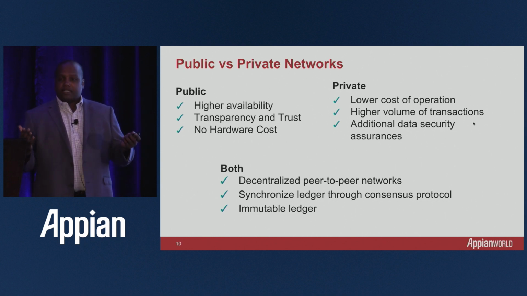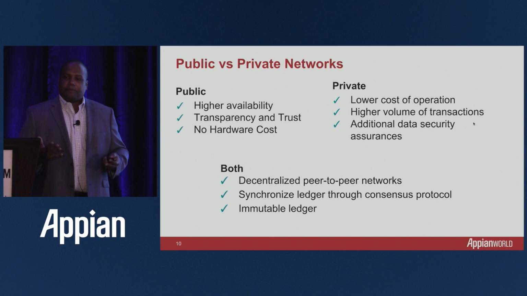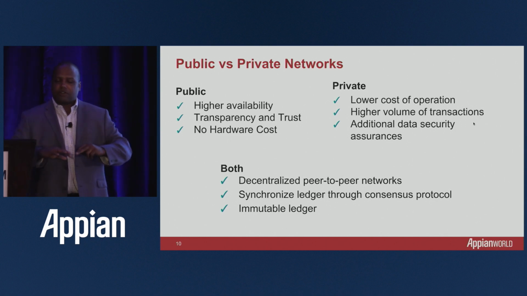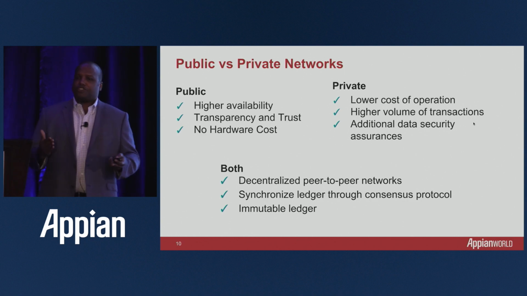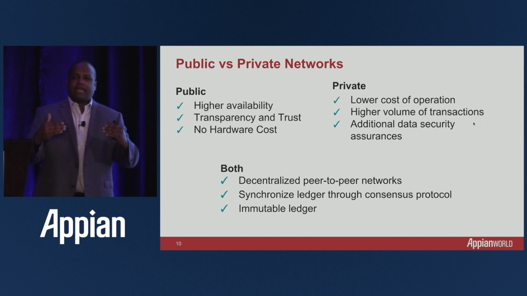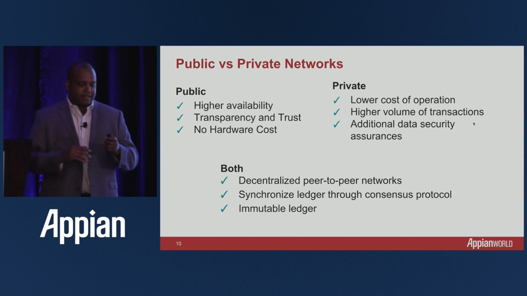But there are pros to both as well. Blockchain is a decentralized network, which means it's going to be resistant to attacks. It has a synchronized ledger across all of the networks, so no one node going down is going to cause you to lose that data. Everyone has a copy of that data, and of course that data is guaranteed to be immutable, or read-only, or fixed for the life of that network.